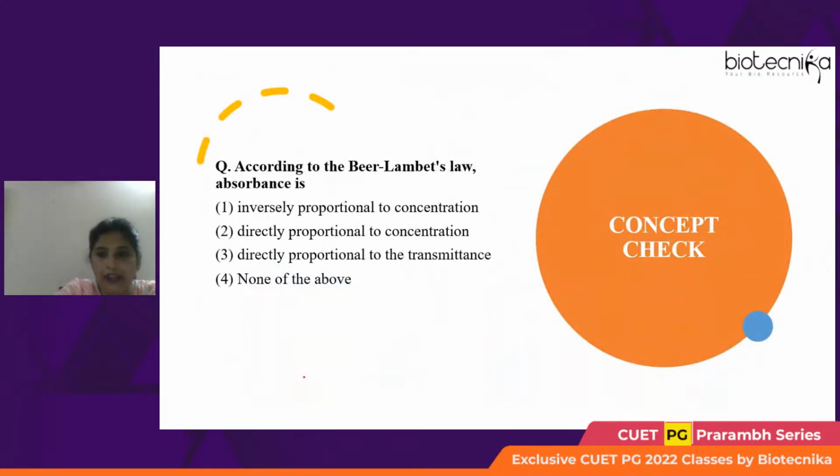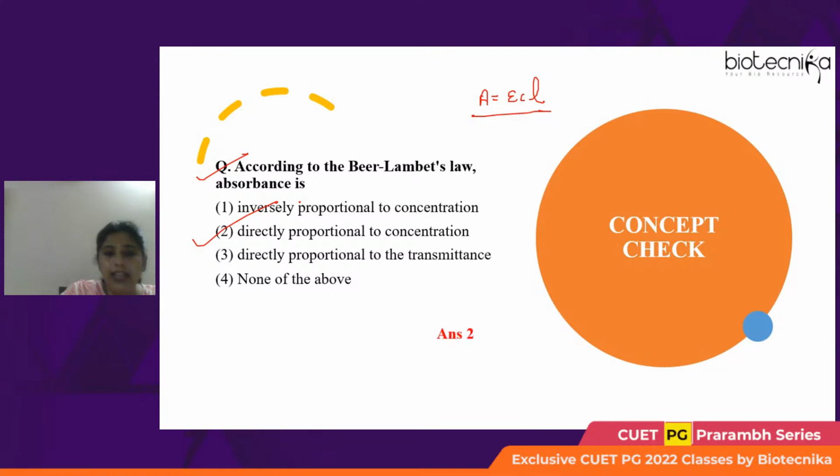And let me just quickly discuss a few questions based on this spectroscopy also. The questions that can be asked from this particular topic are like, according to Beer-Lambert's law, what is absorbance? Quickly answer this question. According to Beer-Lambert's law, absorbance is what? Shrivani, very quick, very good. Directly proportional to concentration. Simply remember this formula: absorbance is directly proportional to concentration. Right? Very good. You all have answered correctly.